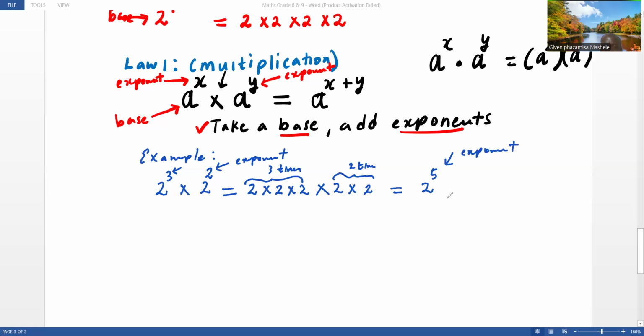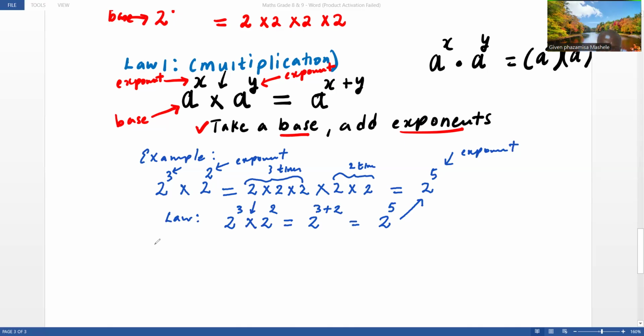So without having to do this, here we are using the law. When we have 2 to the exponent of 3 multiplied by 2 to the exponent of 2, without following this route, we say, as long as the bases are the same, remember, what is the base here? Our base is 2. So the law says, as long as the bases are the same for multiplication, we just take one base and we add the exponents. So it will be 3 plus 2, and this gives us 2 exponent 5. You see that is the same as that one, without having to expand one by one.